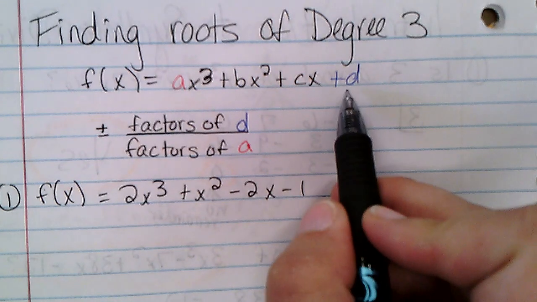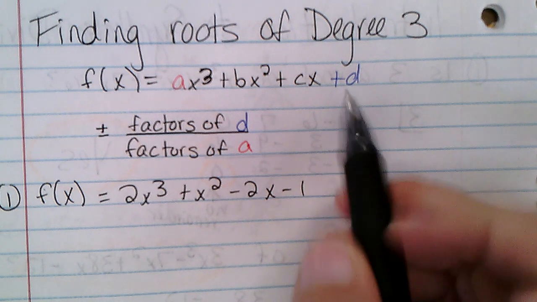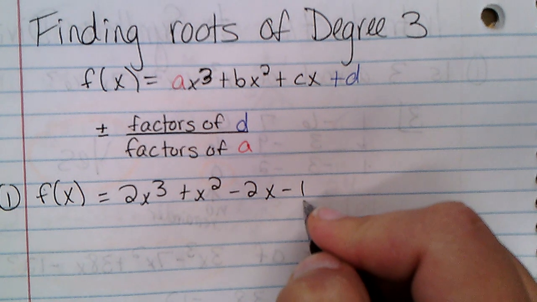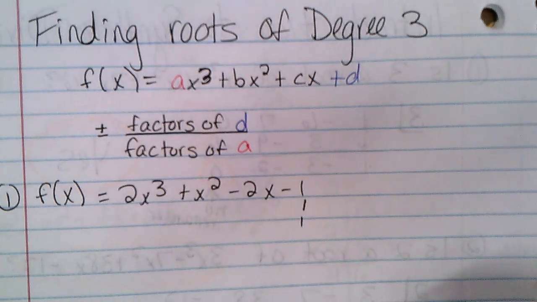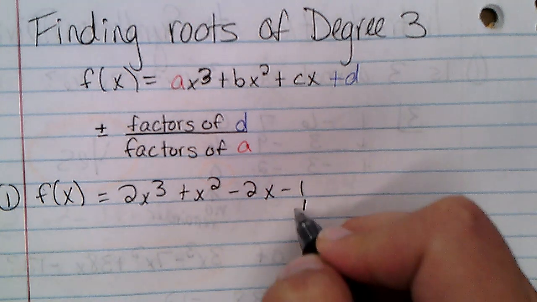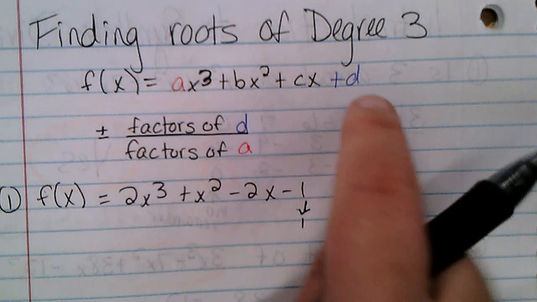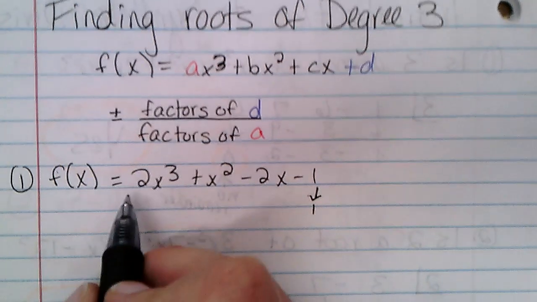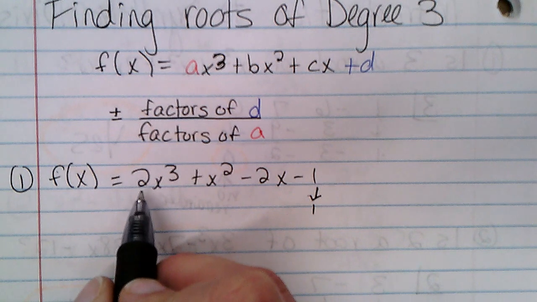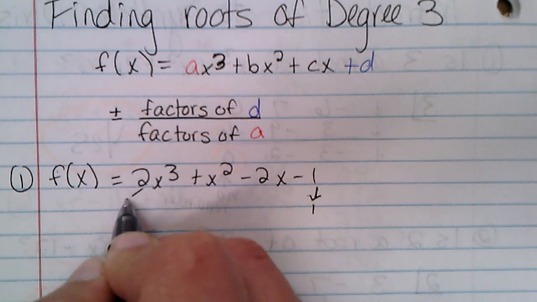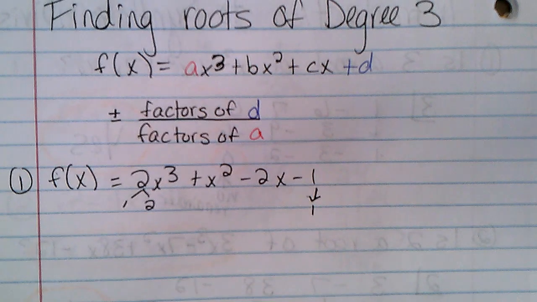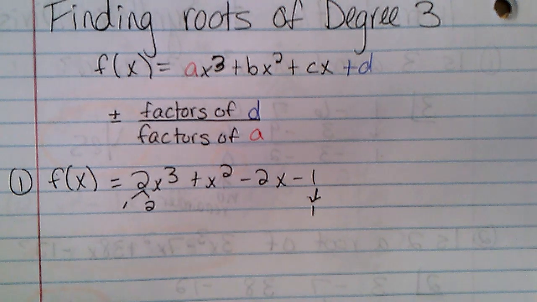So what you're going to do is take the factors of the last number. Factors are just all the numbers that go into that. The numbers that go into 1 is 1, right? So that's the factors of the last number. Then you're going to take the factors of the first number. The factors of 2 are 1 goes into 2 and 2 goes into 2, and those are the only factors of 2.